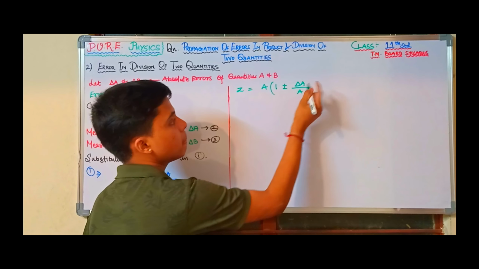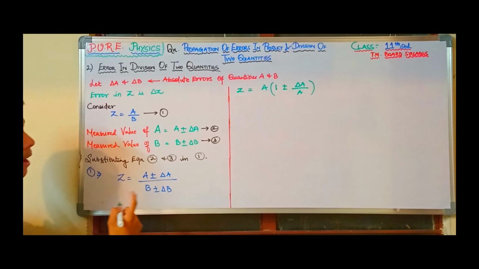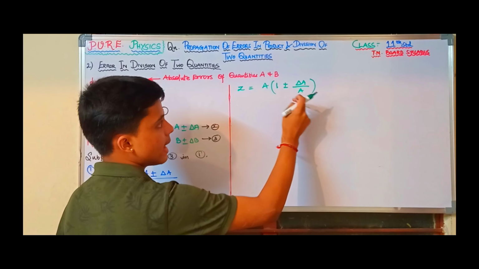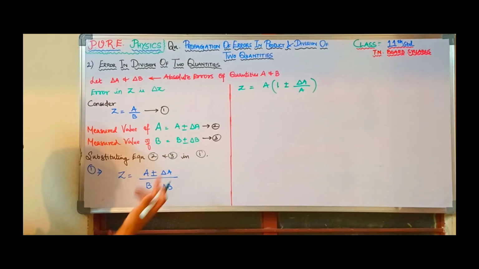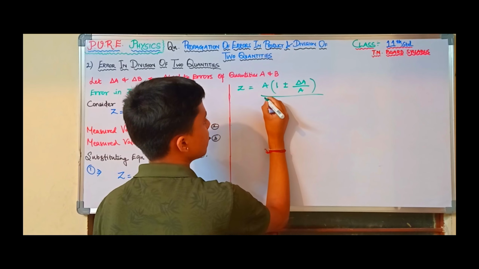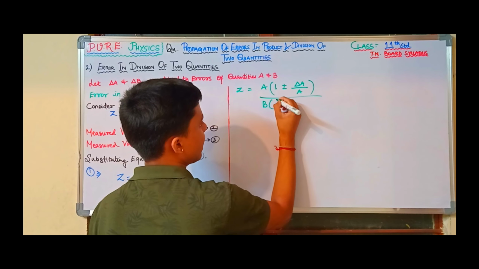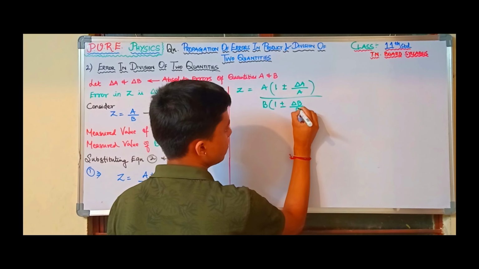Now again, if you multiply A inside with these two terms, you will get A into 1 is A. A into delta A by A is delta A, where A and A get cancelled, and you will get the same result as in the numerator. Now doing the same for the denominator, I'm going to take B common, where I will get 1 plus or minus delta B by B.